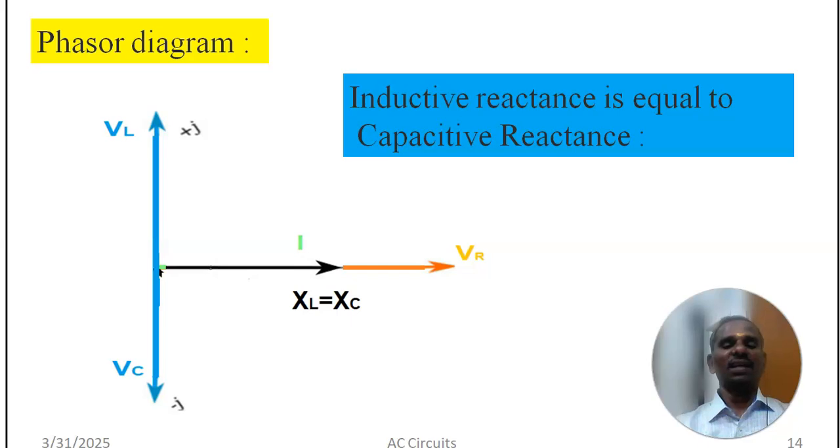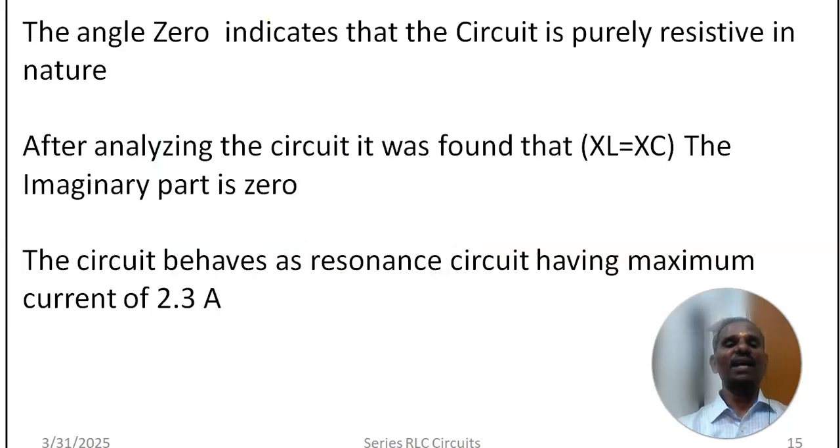We can see that VR is the voltage drop across resistance and VL is the voltage drop across inductance, which is at 90 degrees, where your voltage is leading, whereas the voltage for capacitance is lagging by 90 degrees. So the overall combination is in phase with your current. So XL is equal to XC, the inductive reactance is equal to capacitive reactance. This case is called resonance. The angle 0 indicates the circuit is purely resistive in nature.